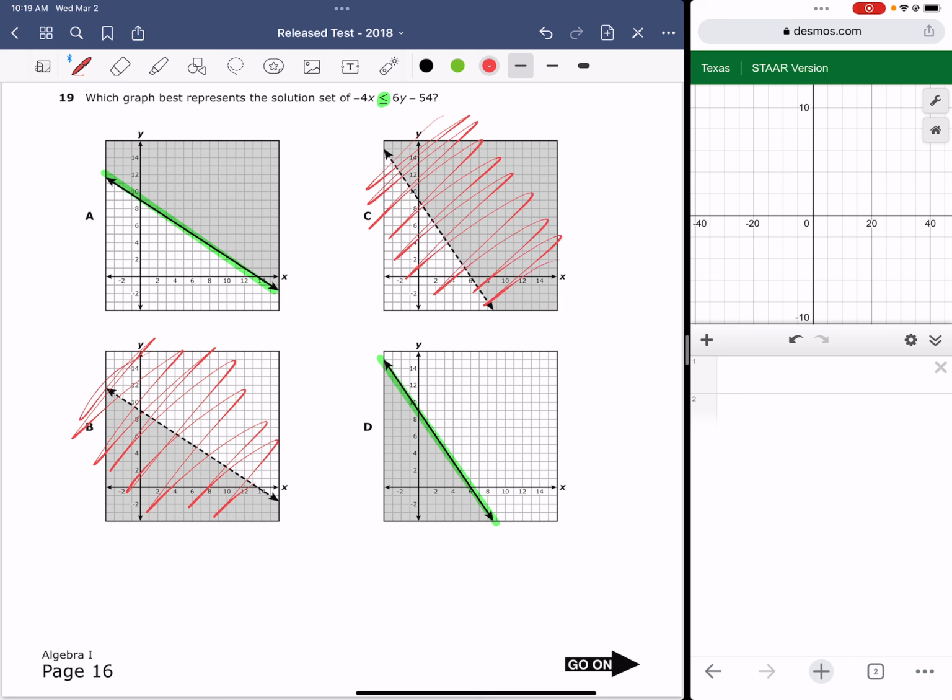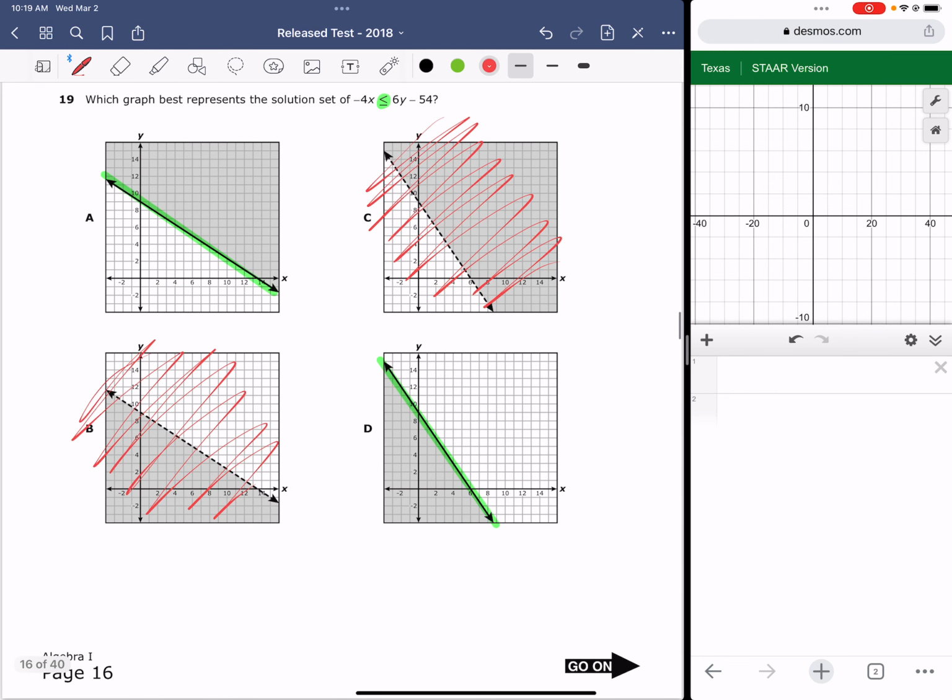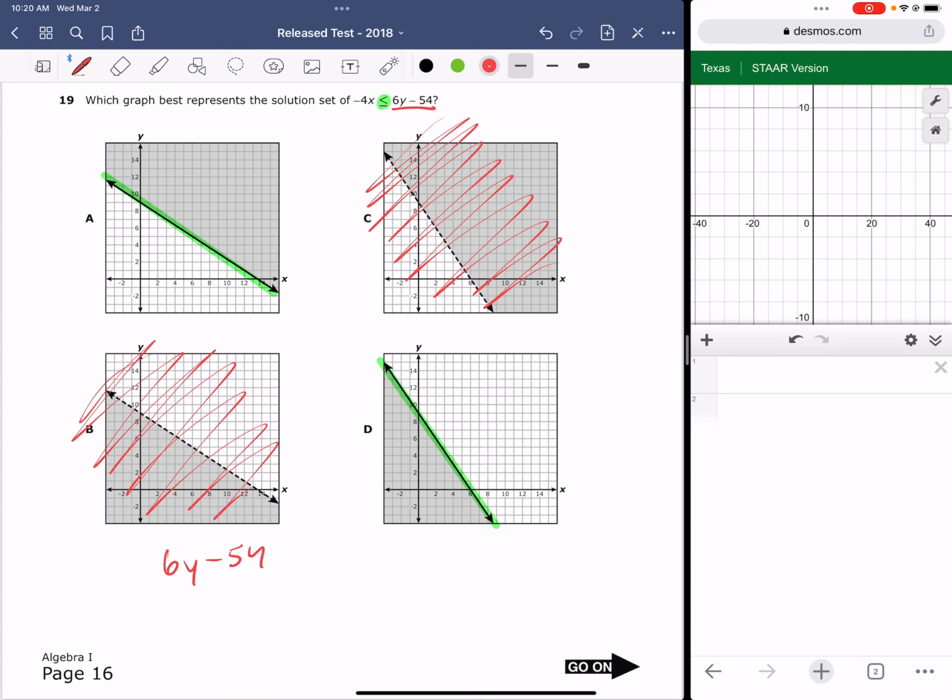Now, in order to get it down to A or D, we need to solve this inequality for y. We will start by writing it down in a little bit of a different order. This problem gave it to us in sort of a strange format, so I'm going to rewrite it with the y on the left-hand side. So what I'll do is start by writing down 6y minus 54. Notice that the inequality symbol is saying that it is greater than or equal to that, and then negative 4x.